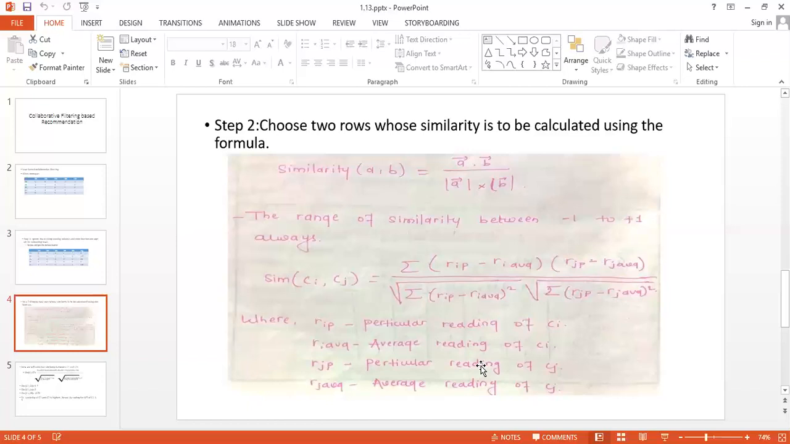So the formula seems somewhat difficult, but when we put actual values into it, it will be better understandable to us. Now the terms are: RIP means particular reading of CI, customer 1, and the average reading of customer 1. RJP means particular reading of CJ, the second customer, and the average reading of CJ. So these are the terminologies we have used in this formula. Now we will put this formula into our example.